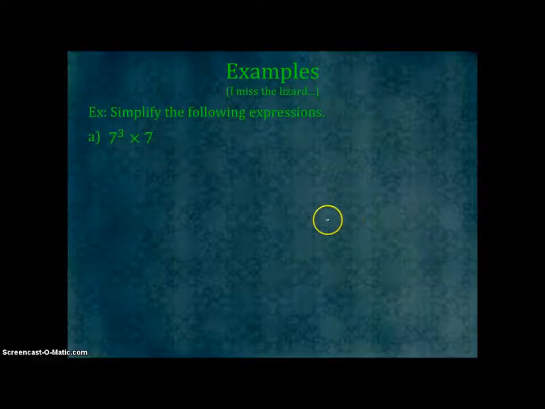Now let's try some examples. Here we have two items with the same base, but different exponents. So we multiply, which means we add the exponents. Notice that there's an invisible 1 for our exponent there, which means this should be 7 to the 3rd plus 1, which gives us 7 to the 4th.